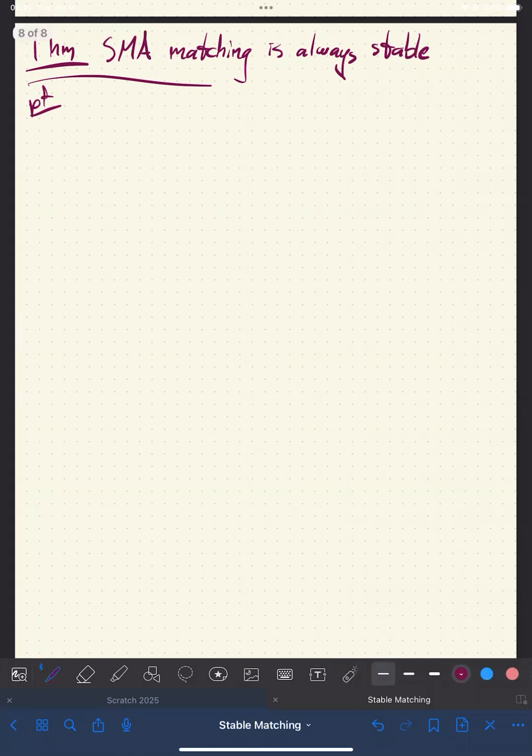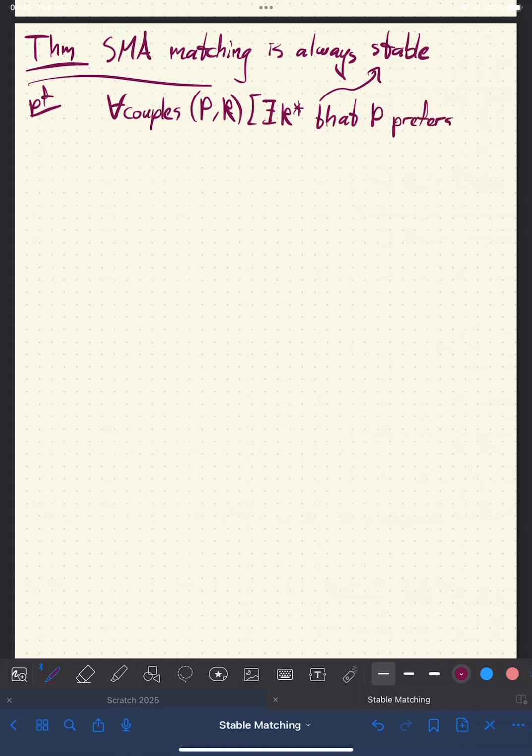What does it mean for a matching to be stable? It means that for all couples in the matching, P and R, if there exists an R star that P prefers, then what must be true? Think about this for a second. For every couple, if there's an R star that P prefers, what must be true if the matching's stable? We know that R star prefers its matching to P.